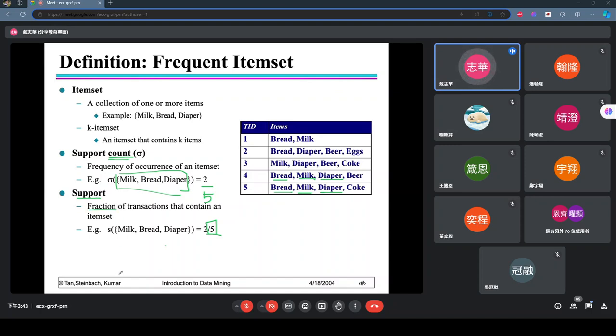So for each item set, no matter whether it's a 1-item set, 2-item set, 3-item set, or 4-item set, we can calculate its support. And we use a threshold, which we call the support threshold, to eliminate those item sets we are not interested in. We call this the minimum support.